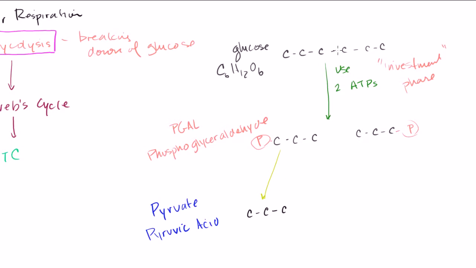So you start off with glucose. In the investment phase, you end up with this phosphoglyceraldehyde, which essentially means you broke up your glucose and put a phosphate on either end of it. And then those each independently go through the payoff phase. So you end up with 2 molecules of pyruvate for every molecule of glucose you started off with. Now you're saying, hey, so it was a payoff phase.